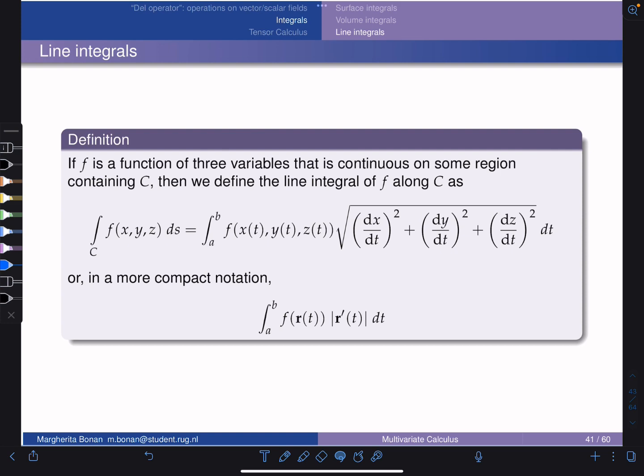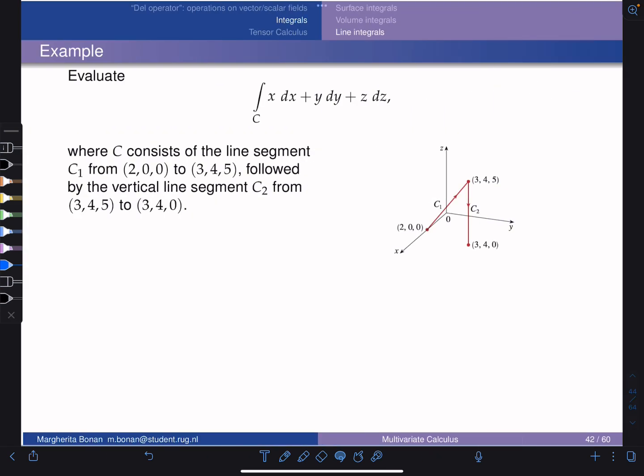We now see an example of an application of this formula. In this case, our function f of x, y, z is given by x plus y plus z. And the curve C consists of the line segment from the point 2, 0, 0 to the point 3, 4, 5. So from this point to this point. Then we have another segment, from 3, 4, 5 to 3, 4, 0.